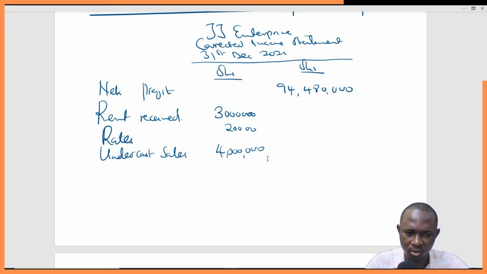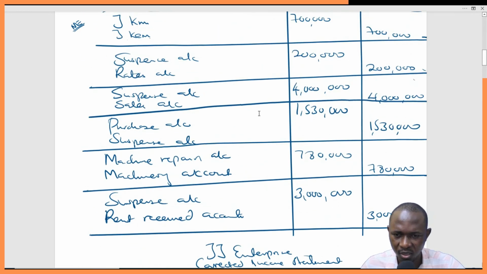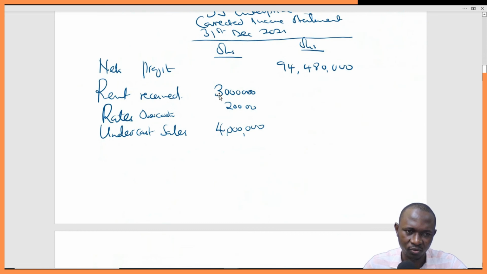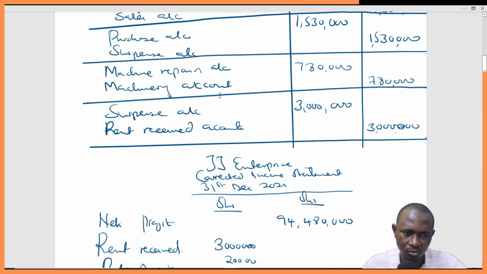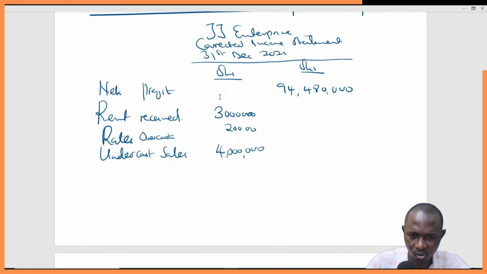Okay, what else? Machine repairs. This one had been omitted completely. It was not captured, so it's an expense. It has the effect of reducing the net profit. So machine repairs, this is 780.